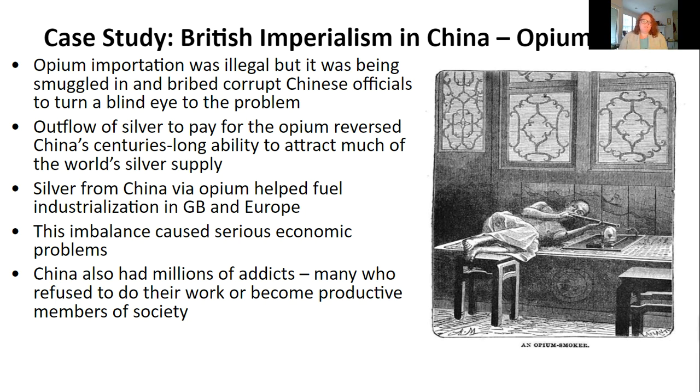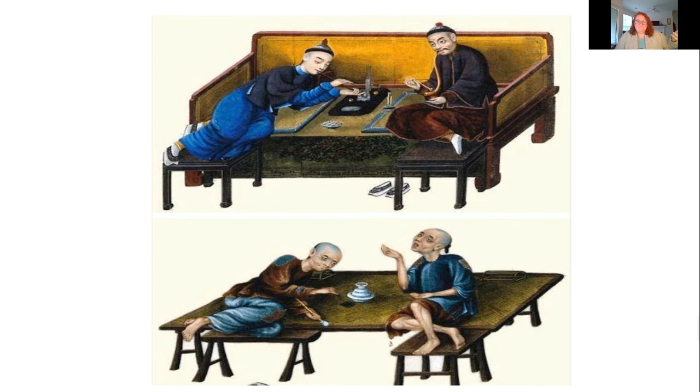They refused to do their work, and they refused to become actual productive members of society. So what you're looking at in this picture here is a picture of an opium den. It's where you smoke the opium, basically lying down, and then you just chill out. You just hang out. And because of the ecstasy that came from the opium, they just wanted to get high all the time.